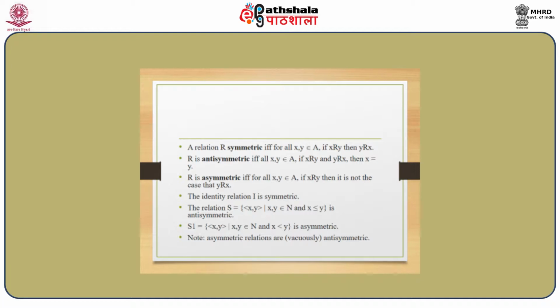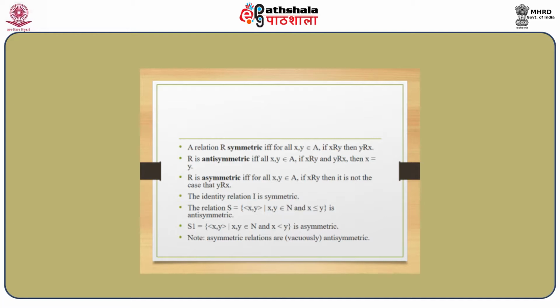R is antisymmetric if and only if for all x, y in A, if xRy and yRx, then x equals y. R is asymmetric if and only if for all x, y in A, if xRy, then it is not true that yRx. The identity relation mentioned above is symmetric. The relation S is antisymmetric. S1 is asymmetric.